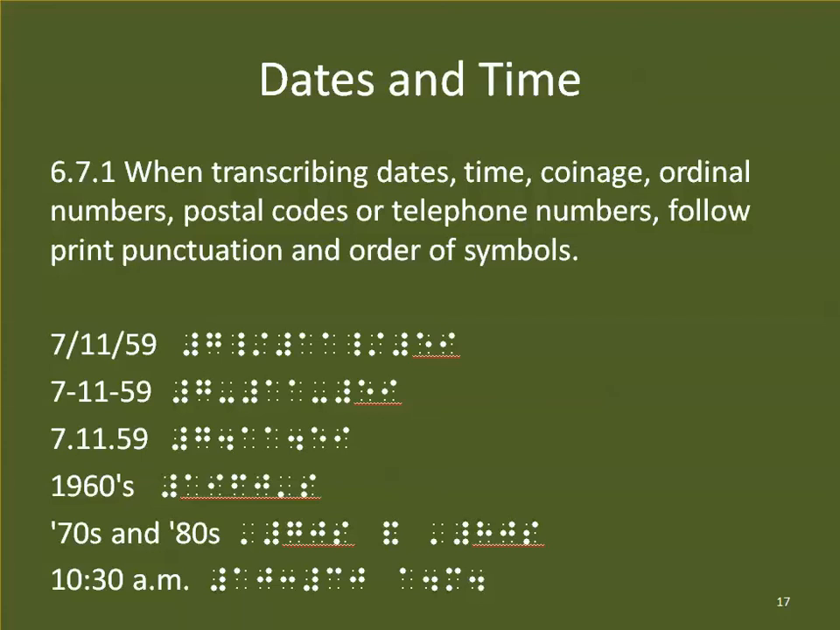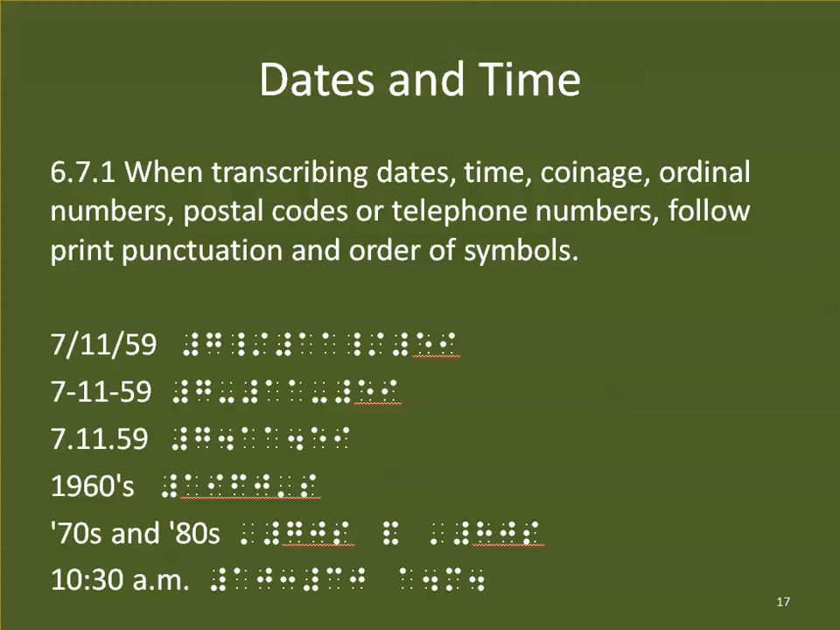For a date with slashes between the different time periods, 7/11/59, slash is not one of those things that numeric mode carries through, so we need to start up numeric mode after each slash. Again, that's different than what we had just recently with EBAE. Before that change, we did do it this way, so we're actually going back a step or two to what we used to do.